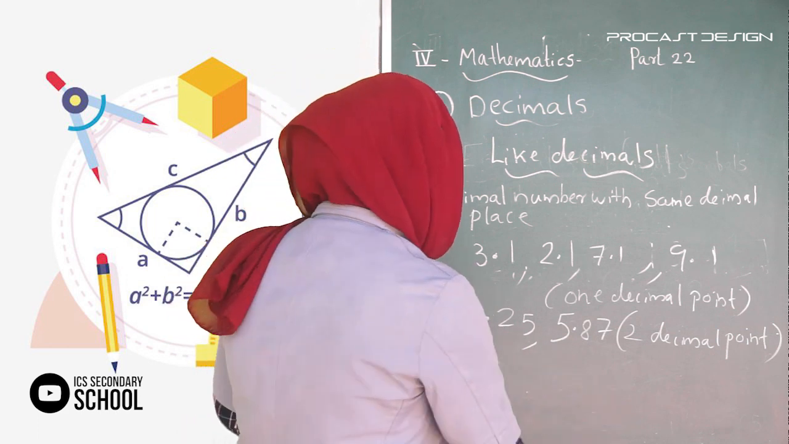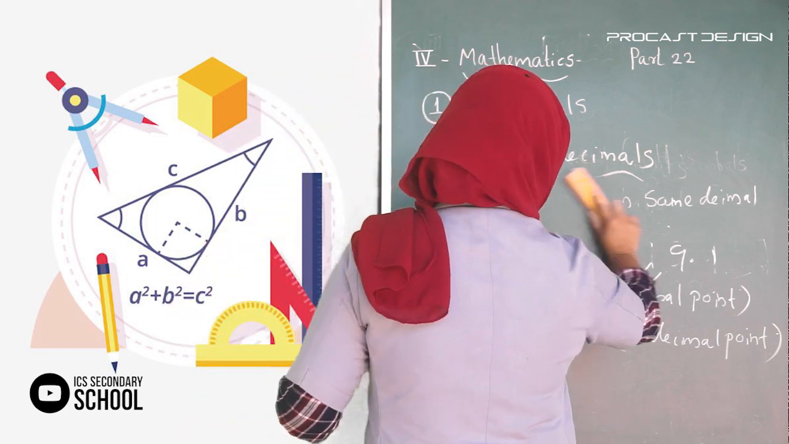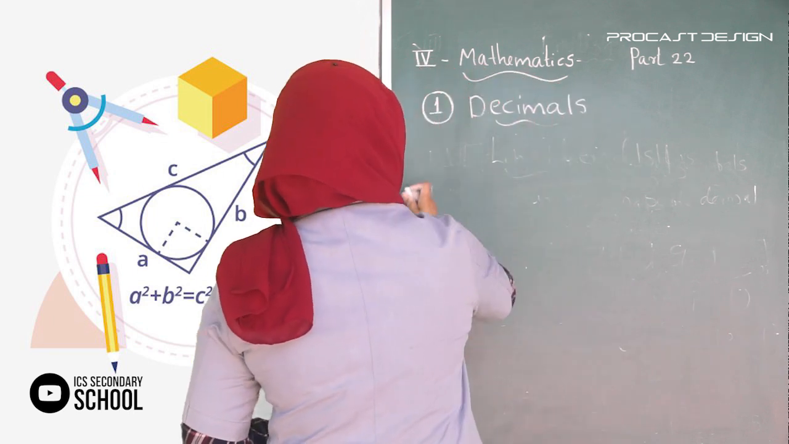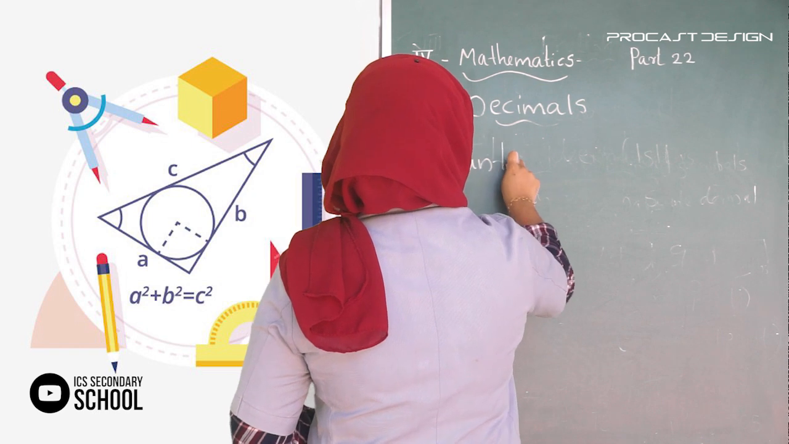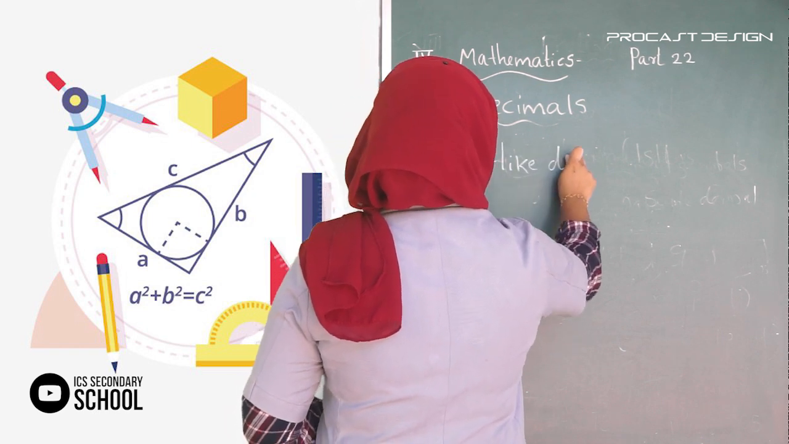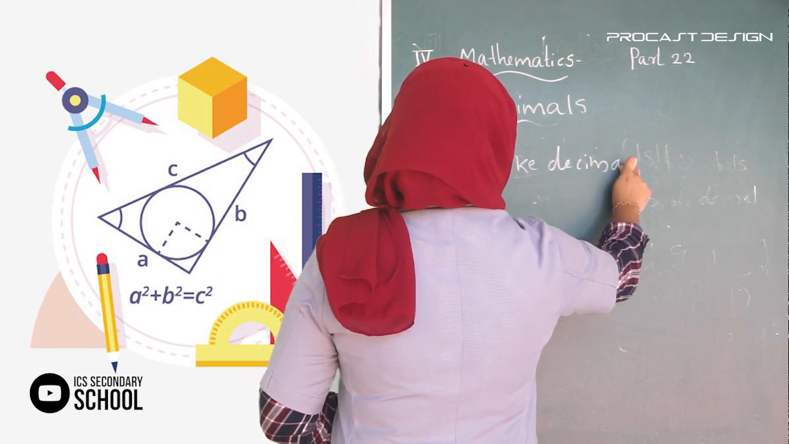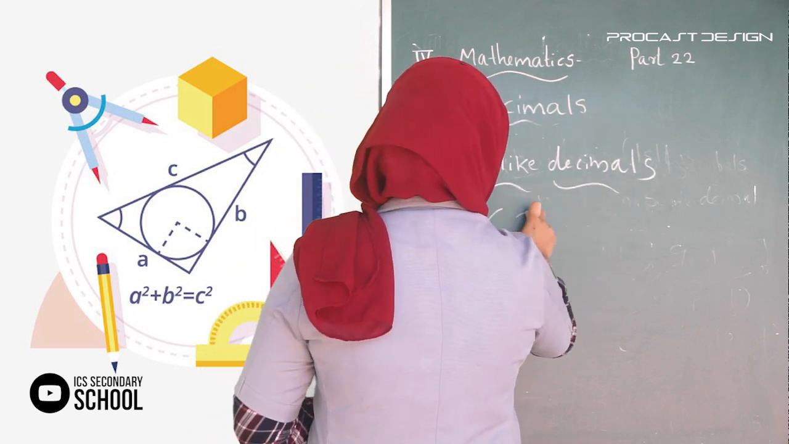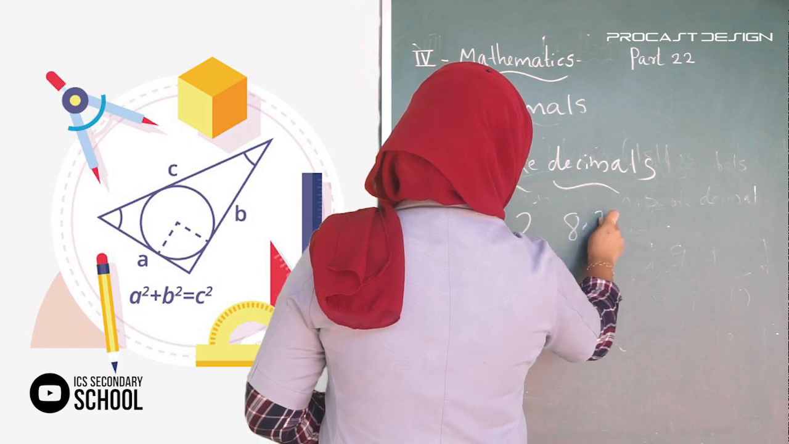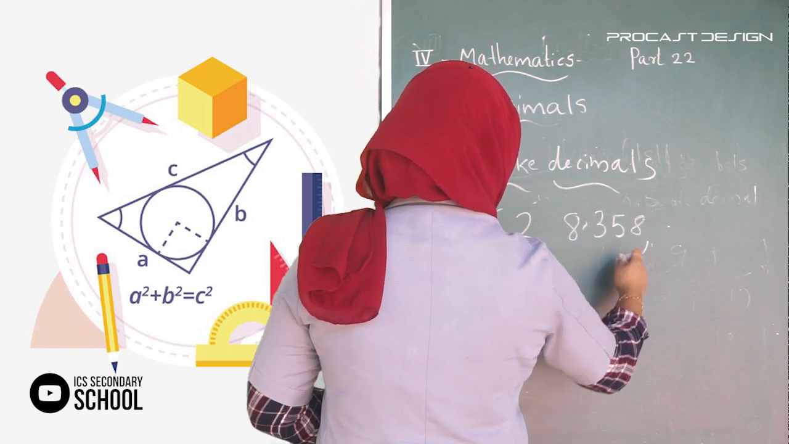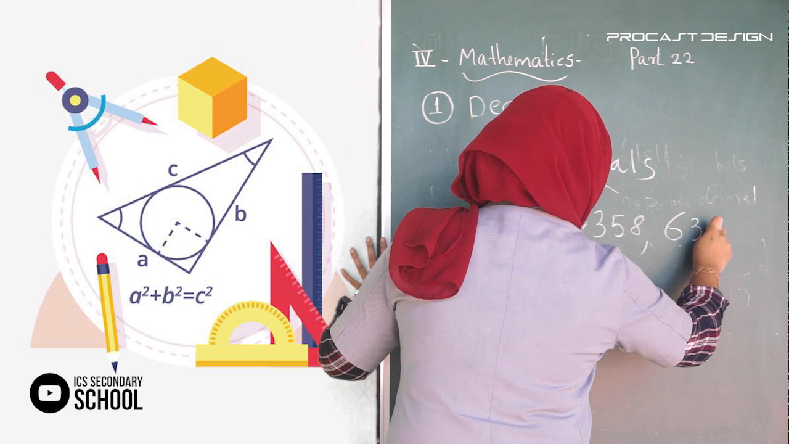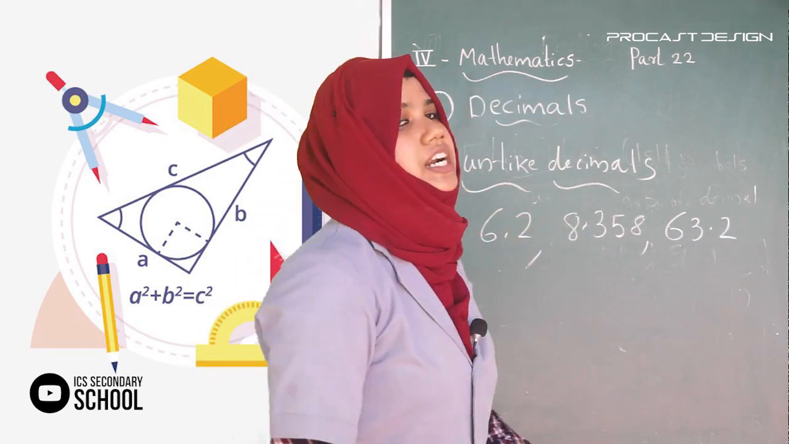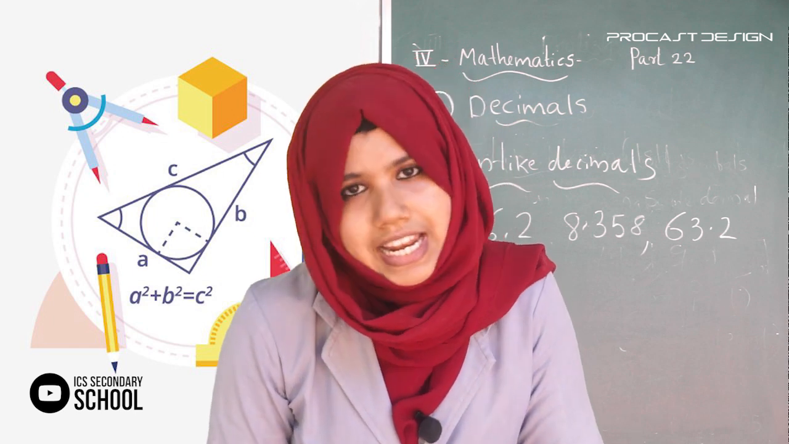Next is unlike decimals. Unlike decimals means decimals with different decimal places, like 6.2, 8.358, 63.2. These are unlike decimals. Decimals with different decimal places.